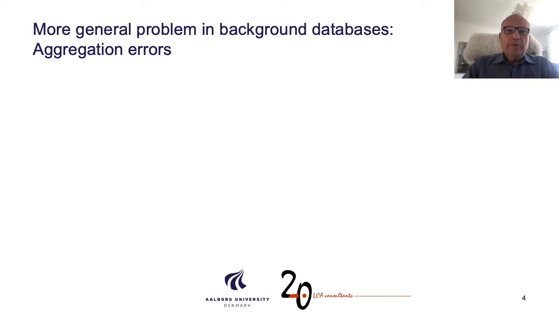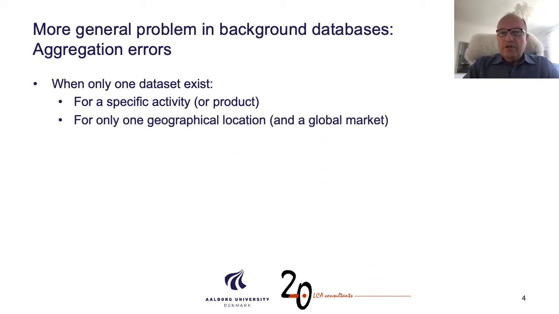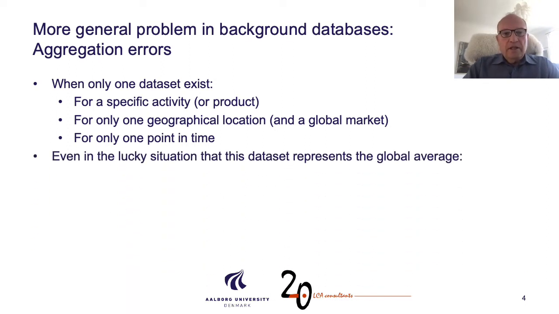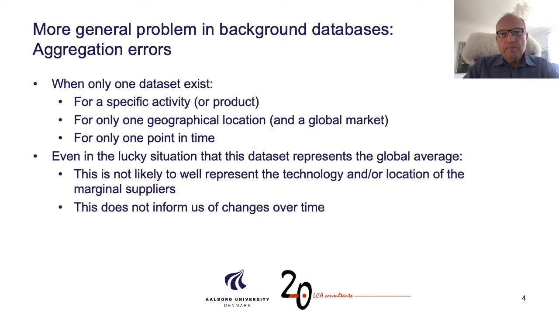A more general problem in background databases is the issue of aggregation errors. When there is only one data set for one specific activity or product, only one geographical location and a global market for only one point in time, even in the very lucky situation that this data set represents the global average, it is still not very likely that this represents the technology or location of the marginal suppliers. And also, this does not inform us of changes over time.